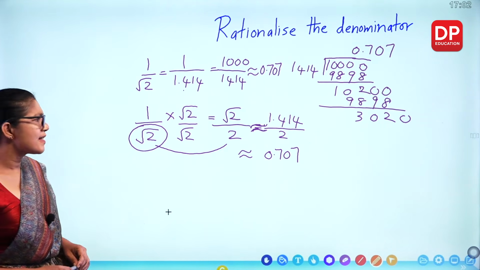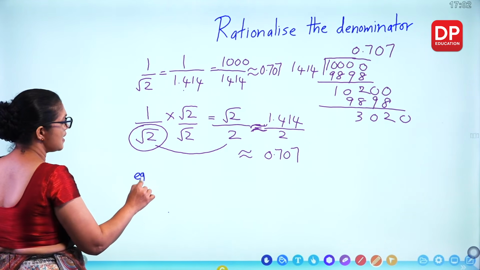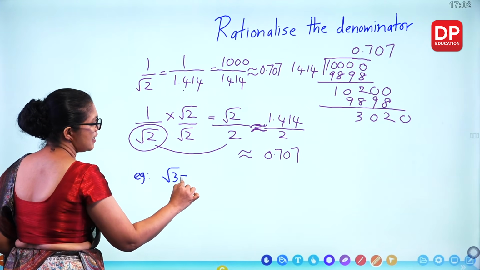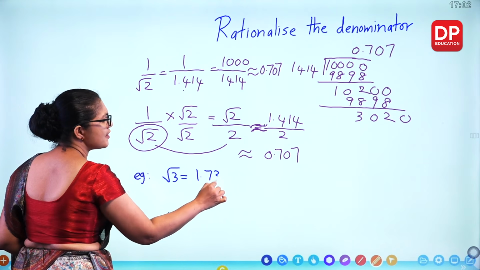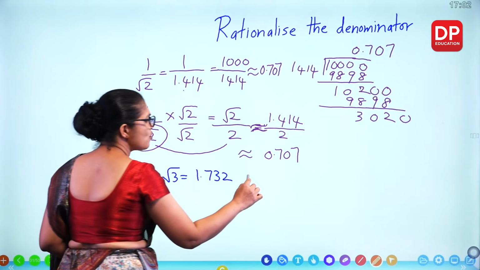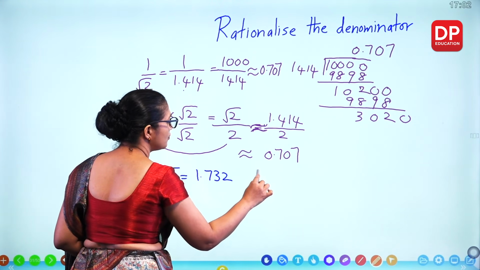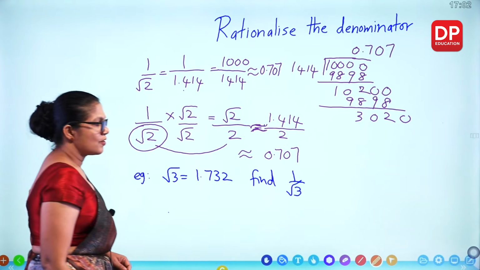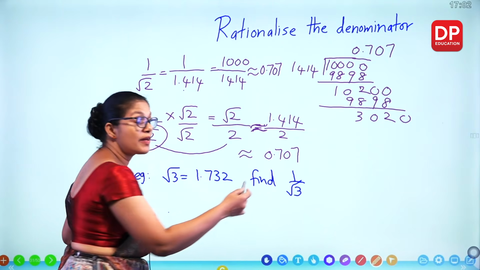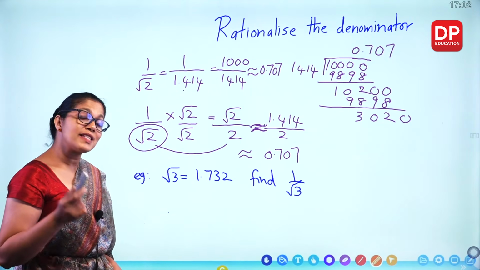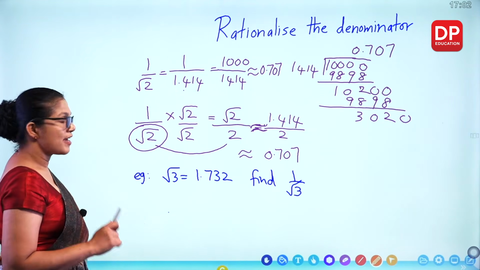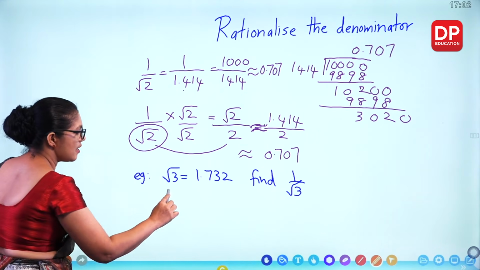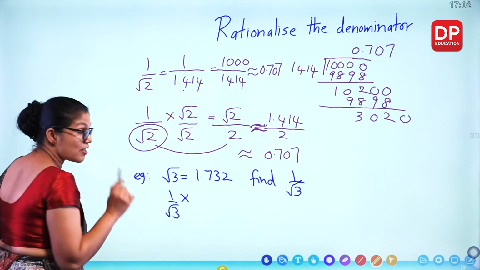Now we'll take another example. We know root 3 is 1.732. How to find out the answer for 1 over root 3? So here in this one you get a surd value in the denominator. So what's the easiest way to do it? You rationalize the denominator and then substitute the value. So here, take the surd value, rationalize it.